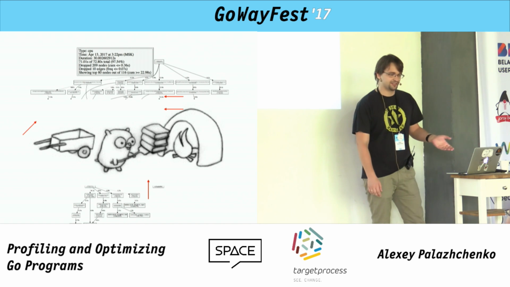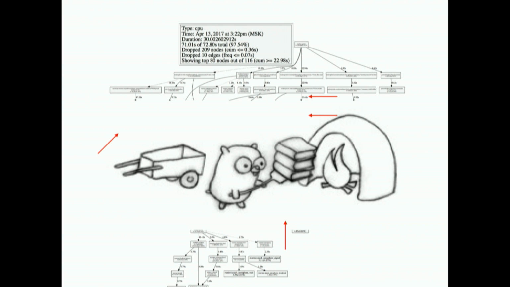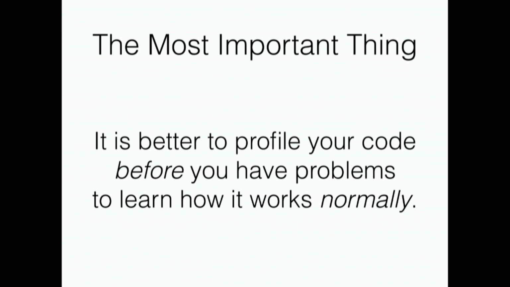So let's start from the beginning. How do you actually profile your program? You have to start before you have a problem. The most important idea is that you have to understand how your program works and how it performs before it's too late. Maybe your program is not optimized, but that's good enough for you. And then you will see a problem, you will see a difference between what was there before and what is now. And then you will understand what you have to profile.